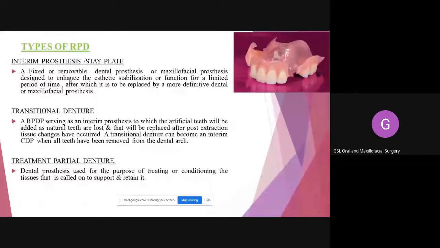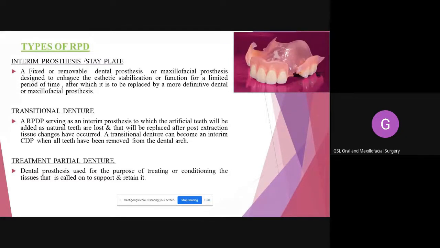In a similar way with the transitional denture, the partial denture serves as an interim prosthesis to which artificial teeth will be added as natural teeth are lost, and they will be replaced after post-extraction tissue changes have occurred. The main difference is that this transitional denture, though also an interim prosthesis, replaces the teeth in an incremental order.